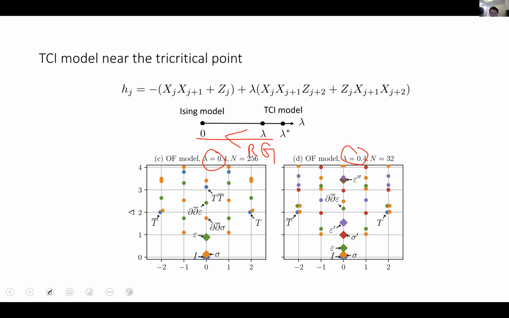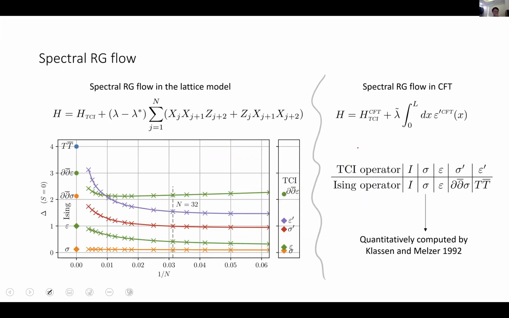So if you look at the right figure, you see that there are 6 primaries identified, and this looks pretty much qualitatively the same as the tricritical Ising CFT. So one natural question to ask is how do these states connect to each other when you increase the system size? On the right-hand side, you have system size equal to 32, and you can make the system larger and larger, and you can see which states will go to which state on the left-hand side. And this is the investigation that we did.